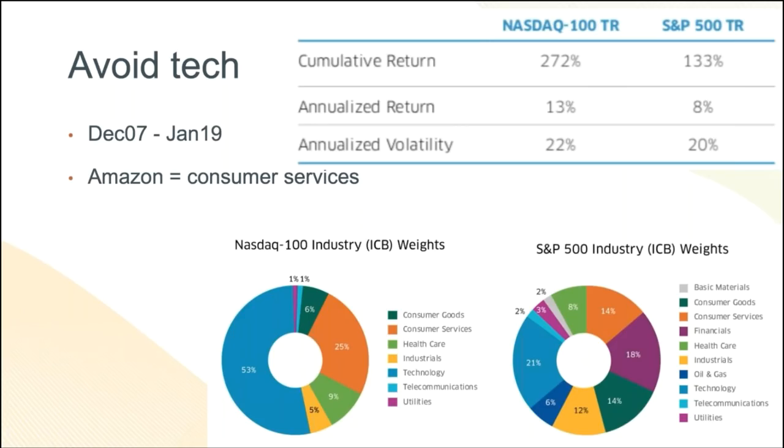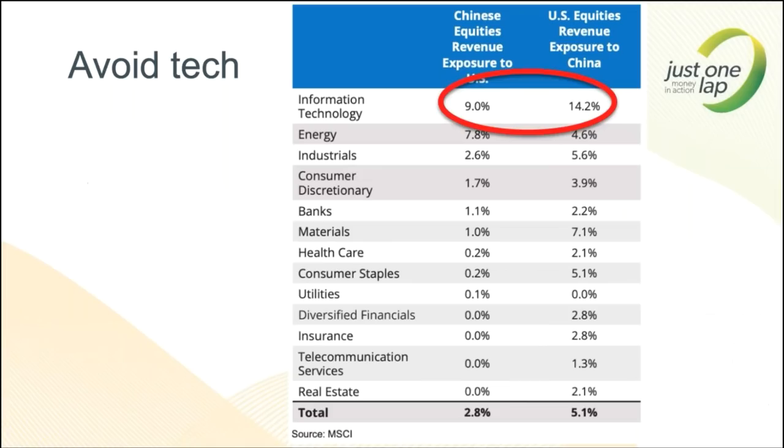This is December 2007, so I took it to pre-crisis just to really flatten it out to January. Annualized return on the NASDAQ is 13%, on the S&P 8% total return. So we've seen the tech stocks have run the hardest and are in the most rarefied air, and the tech stocks are the most exposed to the trade wars.